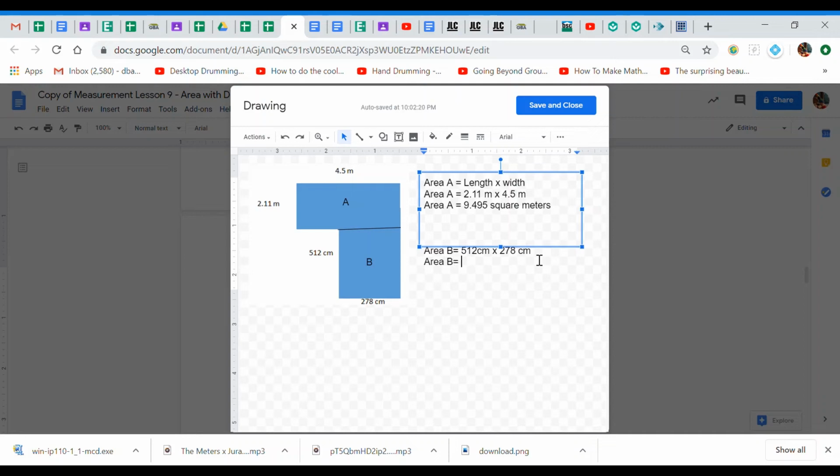as meters. So centimeters to meters, I have to divide by 100. That's 2 place values. So it's 1, 2 between the 5 and the 1. So it's 5.12 meters times 2.78 meters. And that's going to take a minute. So pause your screen, try to figure out what that is going to be using your decimal multiplication rules. Do it.